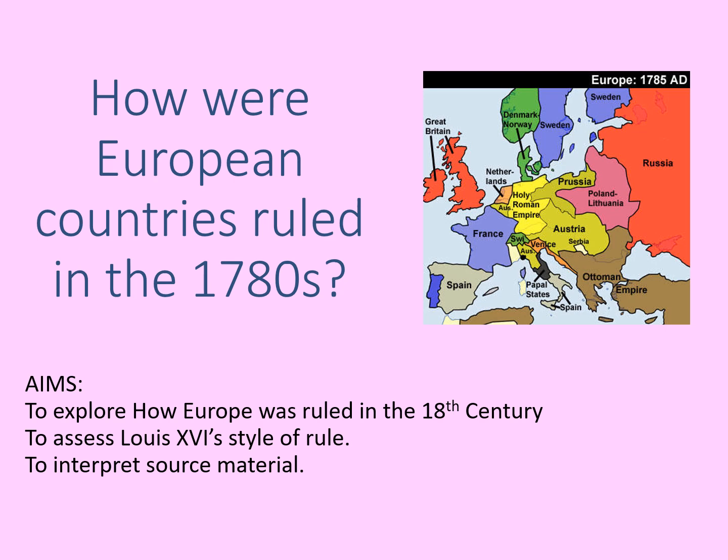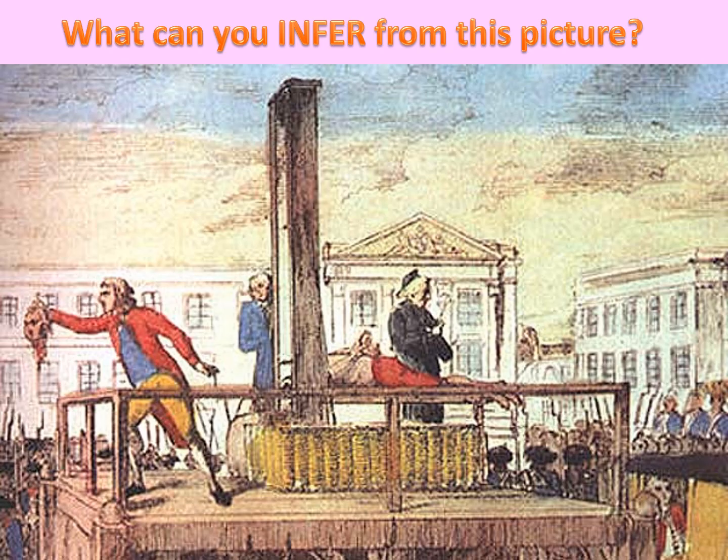This is going to be a bit of a spoiler for what happens later on in this topic. I hope you've got a strong stomach. Have a look at this source. What can we infer from this picture? Now, when historians infer, it means that they're taking information that isn't immediately obvious. So let's go through the obvious things ourselves. What we can see is a man has had his head cut off. Now, I hate to tell you, that means he's probably dead. Alright, that's obvious, isn't it?